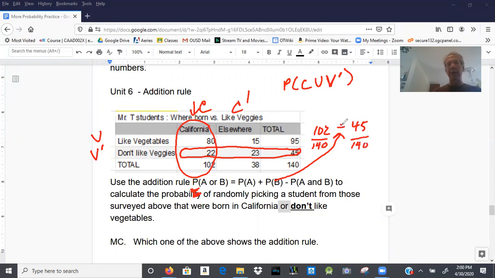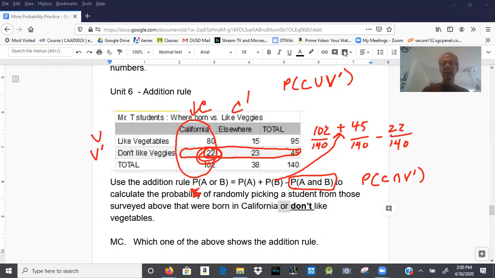Okay, I'm going to add them together. But if I do that, I've added this 22 twice. So that right there is the P intersection B, P and B, or in our case, C intersection V prime, because it's the intersection of those two rows. So that 22 I have to subtract out. That would be an example of showing how that rule works: total for the row, total for the column, but if I do it that way, I have to subtract out the intersection, the and piece.